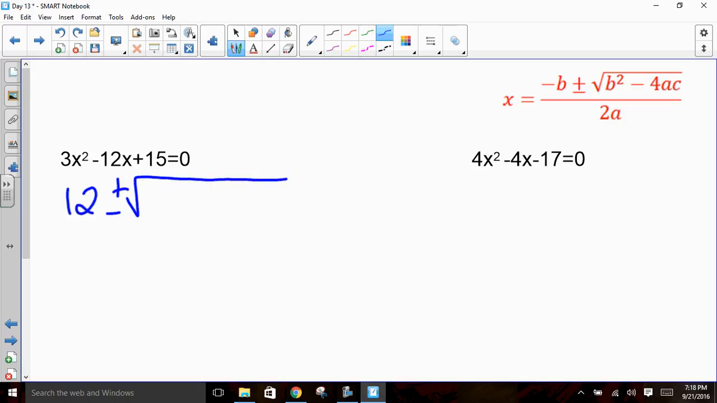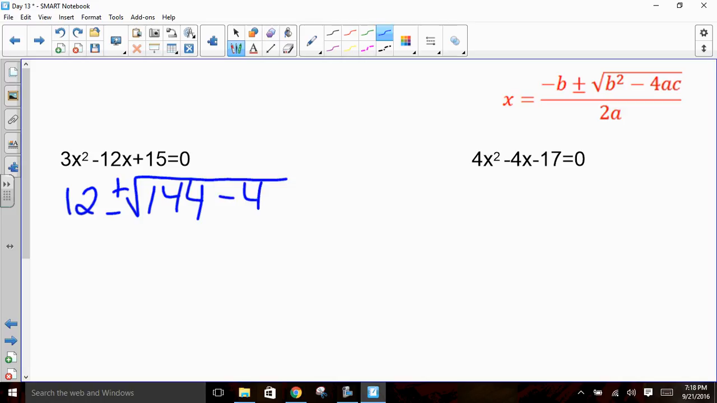Okay, some of this stuff I'm not going to write every single step down. If you need to, you're more than willing to do that. The reason being is I can do a lot of this stuff by talking to you. So we know that I'm going to square that b term. So what is negative 12 times negative 12? Well, that's going to give me 144. So I'm going to go ahead and write that squared term there.